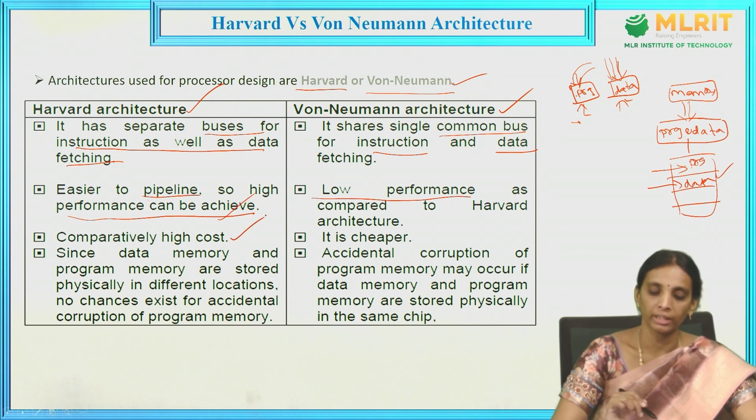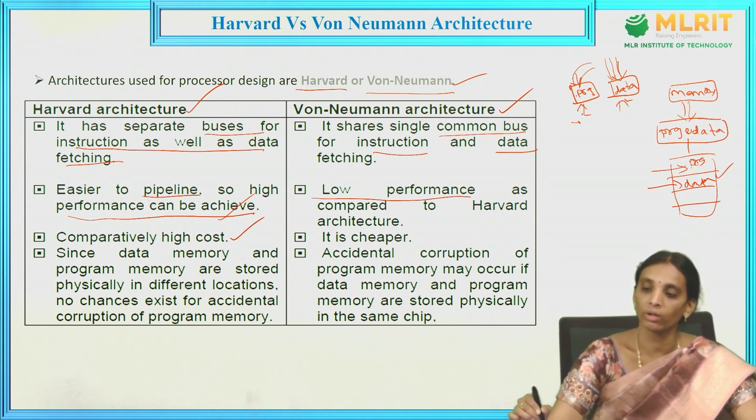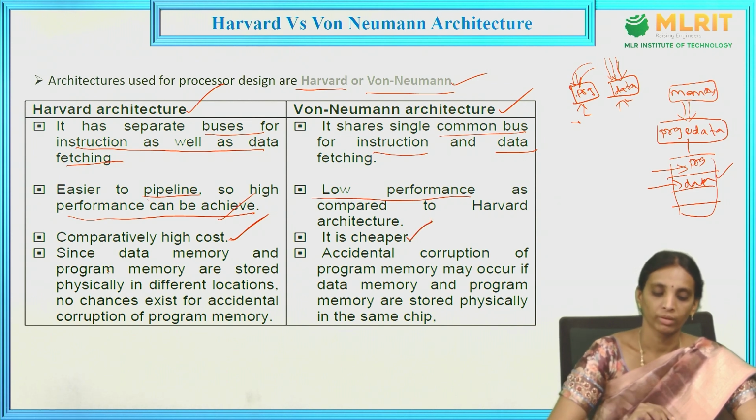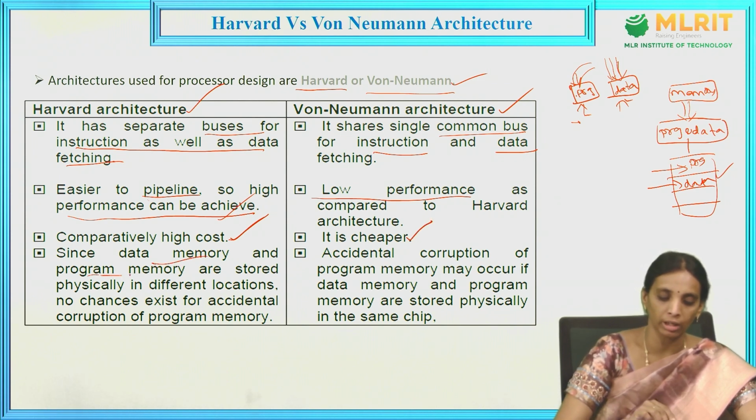Comparatively, Harvard has high cost. As we have used two separate memory blocks, we have to purchase two memory blocks for designing this architecture. So it will be high cost compared with von Neumann architecture, which is cheaper.